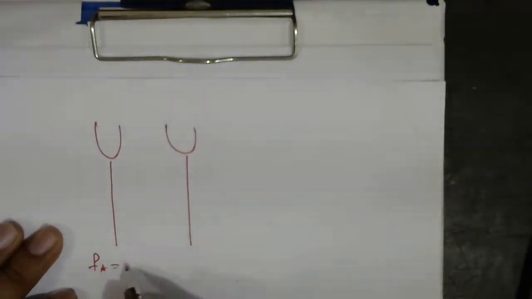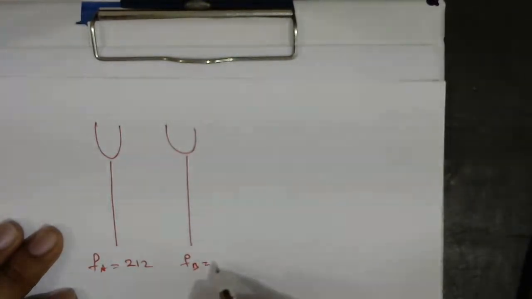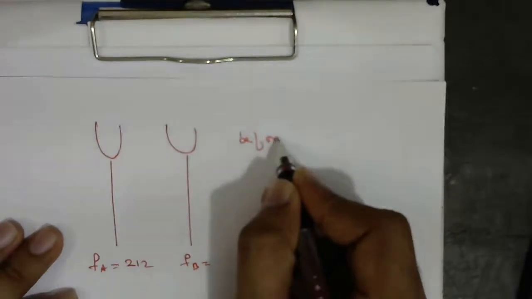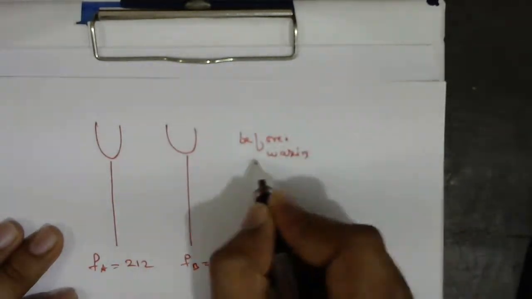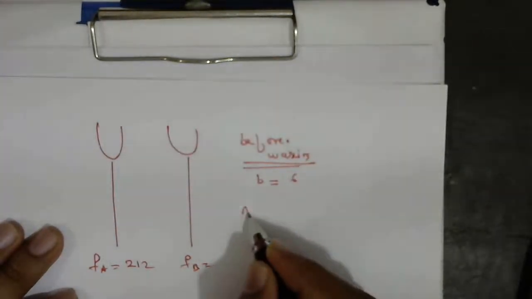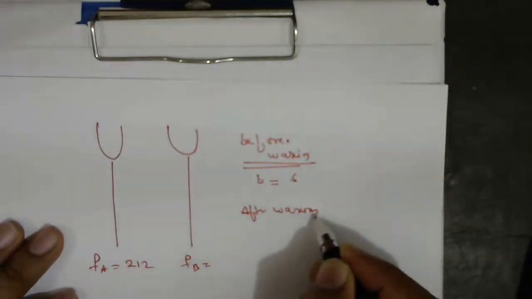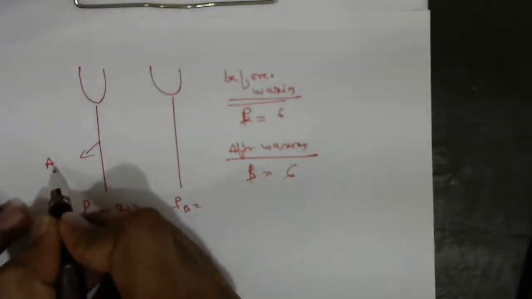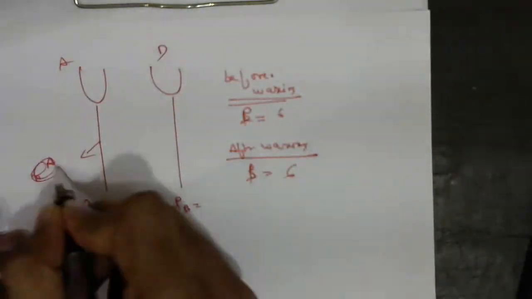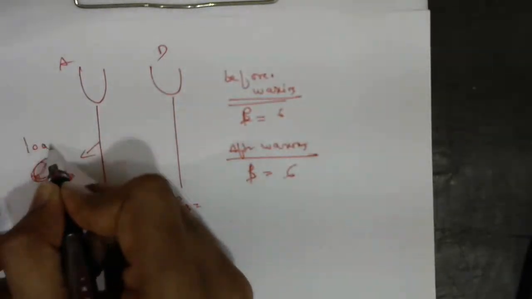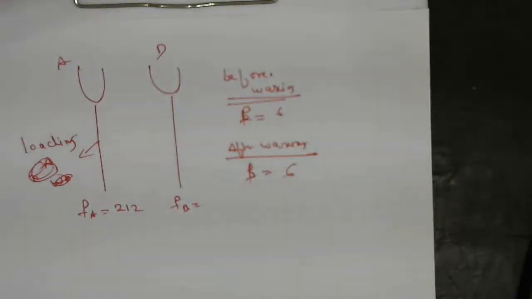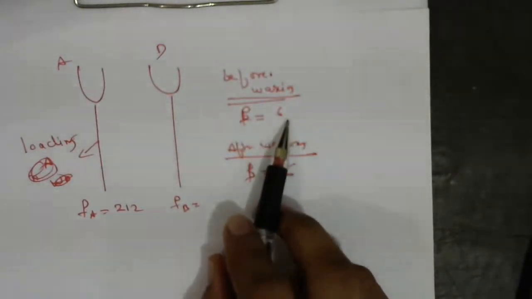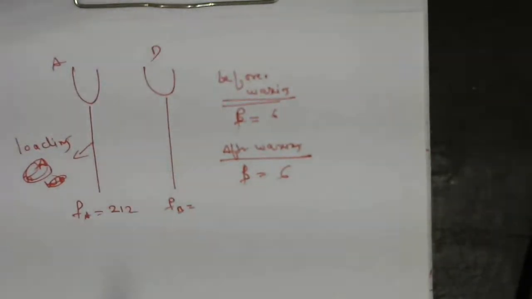Here two tuning forks are there. FA is 212. FB we don't know. Before waxing, beat frequency is 6. After waxing, beat frequency is 6 only. Which one are you waxing? A. Loading or waxing, same. You are loading tuning fork A. Before loading, beat frequency is how much? 6. After loading also, beat frequency is 6.